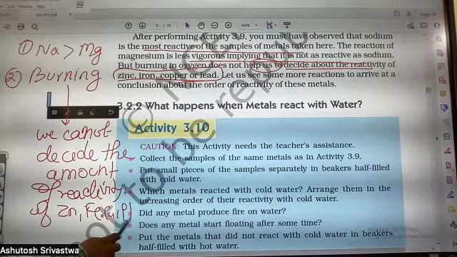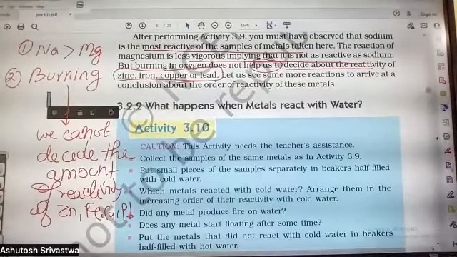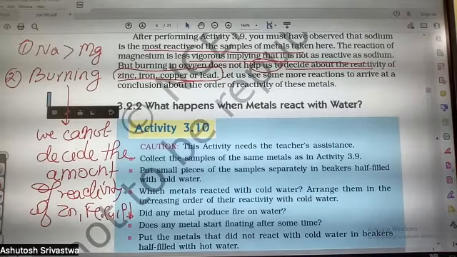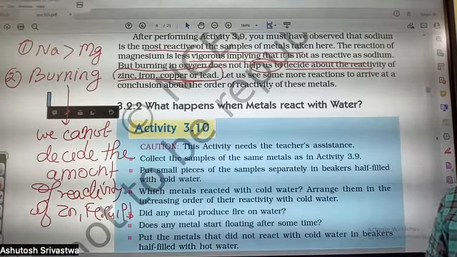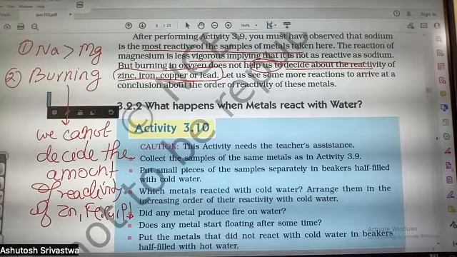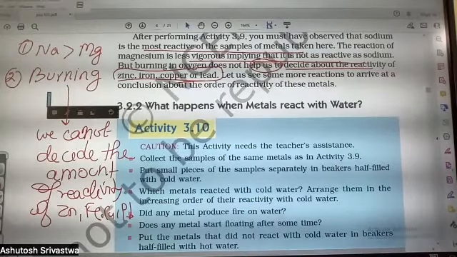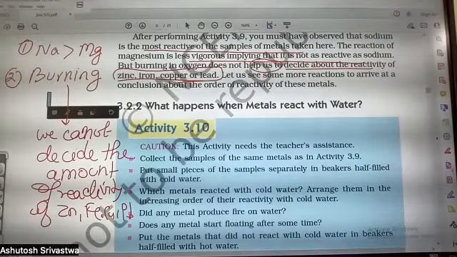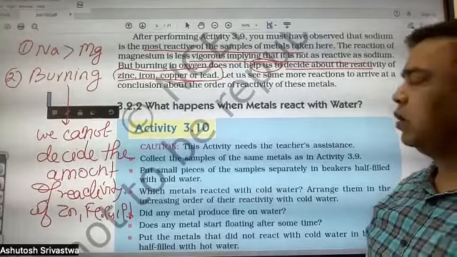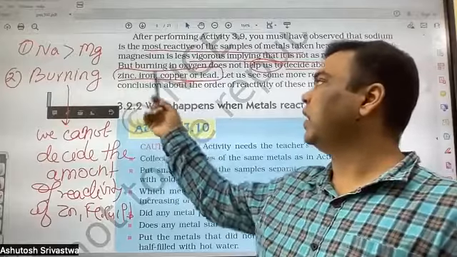So the question can be: can you decide the reactivity based on combustion or burning in oxygen of these metals? Answer is no. Can we decide the reactivity order of the following metals based on burning in oxygen: zinc, iron, copper, or lead?